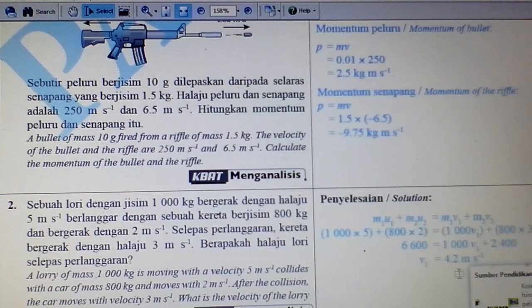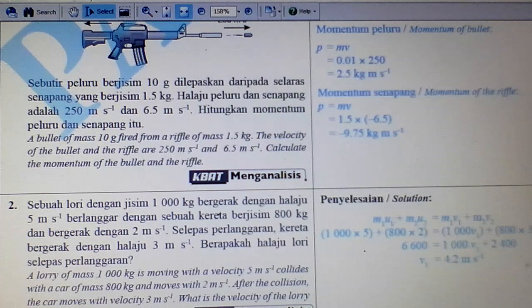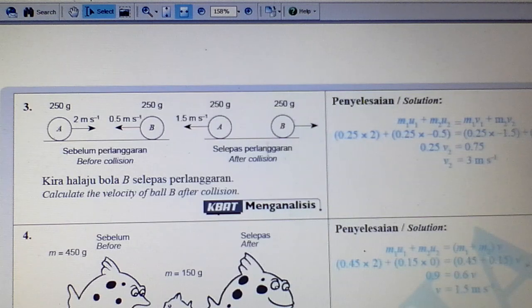Meaning after collision, the two objects move separately in the same direction. If they are moving to the right, it means they still maintain direction to the right. Okay, this next one after collision also moves separately, so this is an elastic collision. But you must be careful with the direction. If we take direction to the right as positive, direction to the left should be negative.